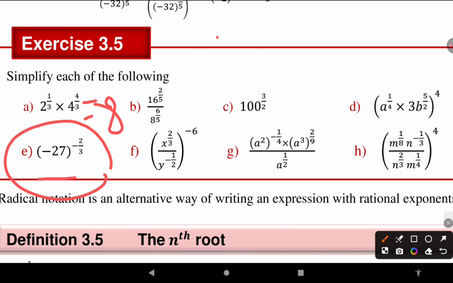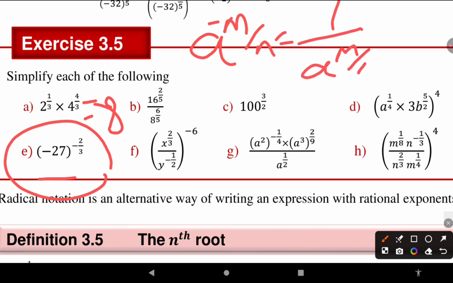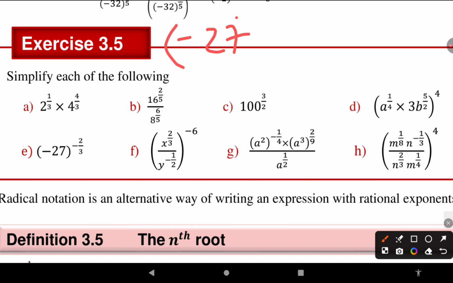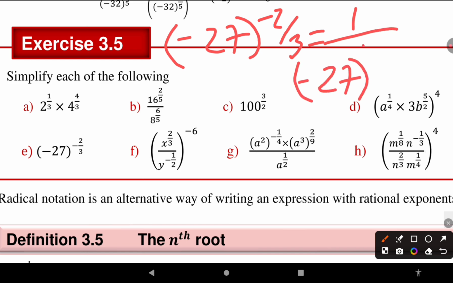How can we solve here? Now a to the power of minus m over n is equal to 1 over a to the power of positive m over n. Just like negative 27 to the power of minus 2 over 3, which is equal to 1 over negative 27 to the power of positive 2 over 3.